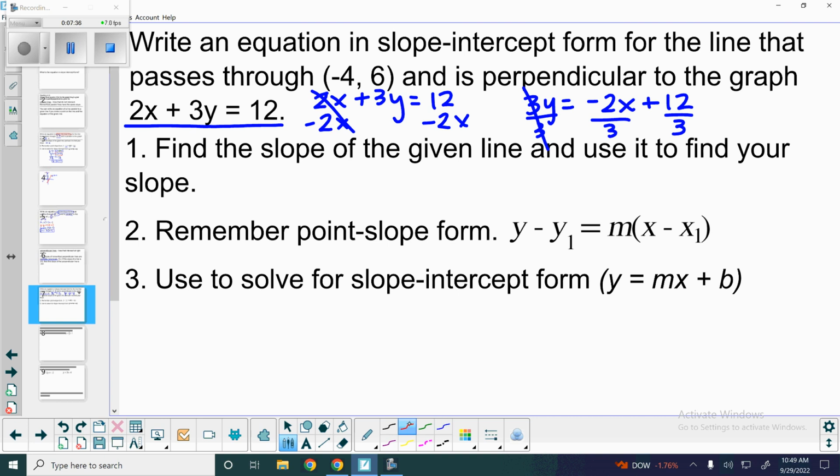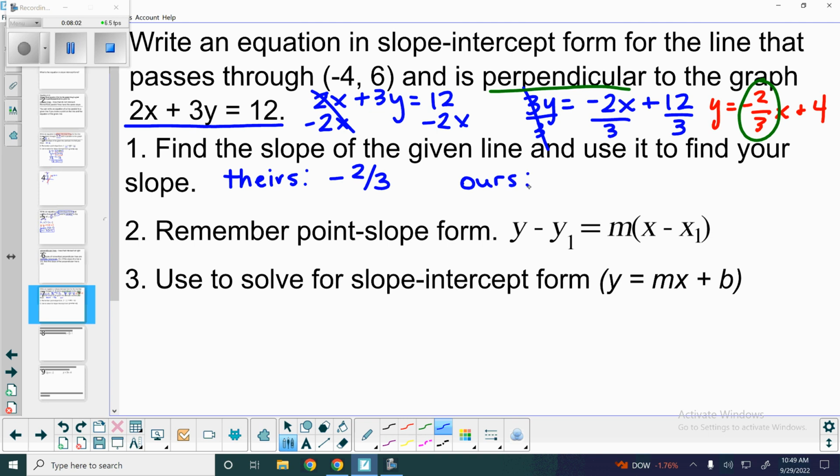So the final equation of my line here is y equals negative 2/3 x plus 4. I had to do that so I could figure out the slope of their line, which is negative 2/3. Since they're telling you it's perpendicular, their slope was negative 2/3. Ours has to be the opposite and the reciprocal of that, so ours is going to be a positive, and I'm going to take 2/3 and flip it over and make it 3/2. This is the slope that you need to make sure you plug in for m when you do point slope form.